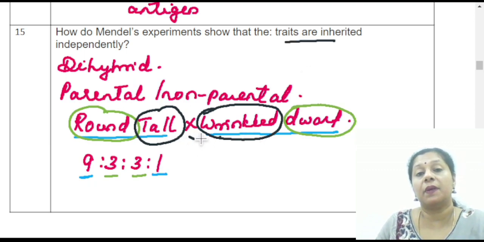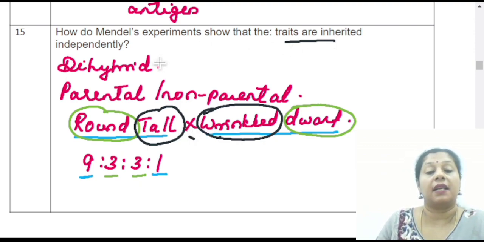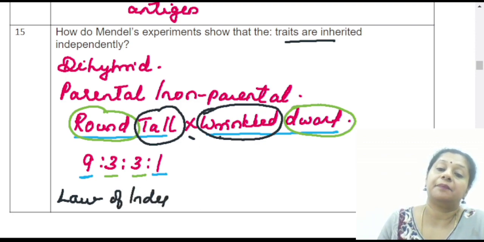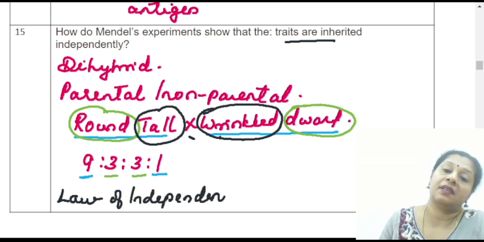If the traits were not inherited independently, he would have got only parental combinations. The new combinations found show that the traits are inherited independently. Based on his dihybrid cross, he proposed the law of independent assortment.